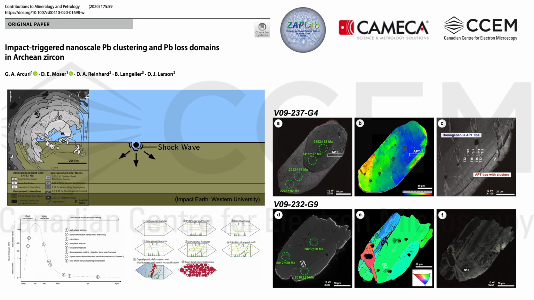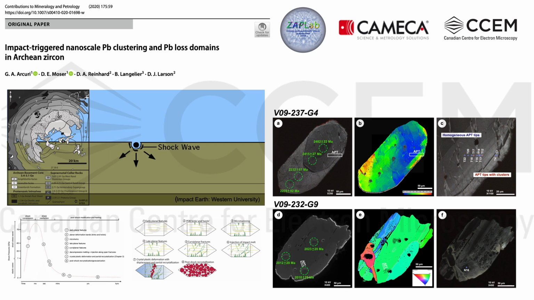So we selected 2 target grains from near the center of the Red Fort impact structure in South Africa, which is one of Earth's largest impact structures. And this one had a crater diameter of 250 kilometers and crustal rebound from depths of 15 kilometers deep.